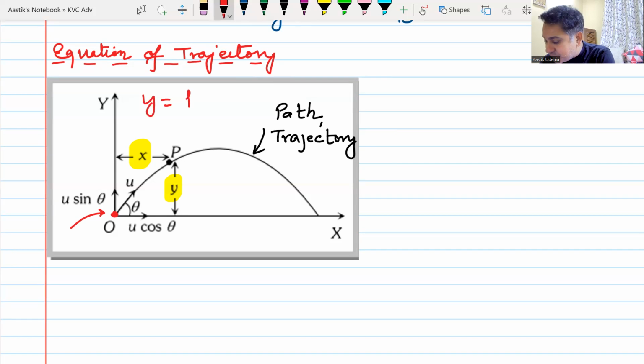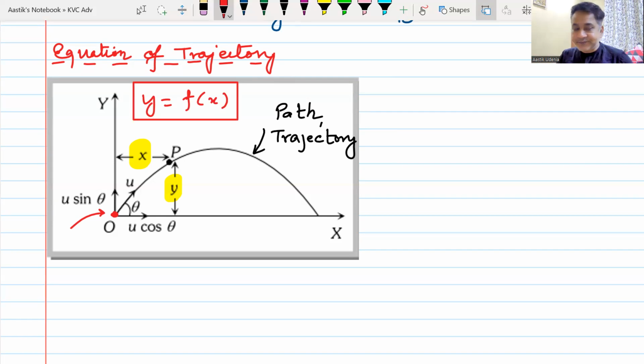If I write y as a function of x, or x as a function of y, no matter what, that function is known as the equation of trajectory. Do we understand this? Yes, sir. Now, we are not going to derive that equation of trajectory because we don't have that much time and it is not required at all.